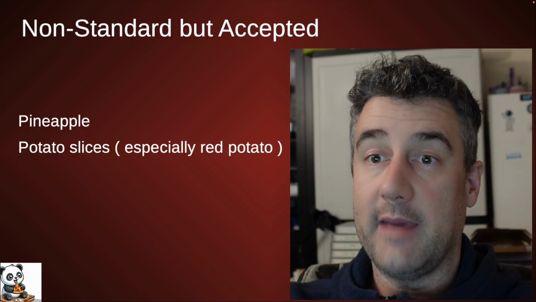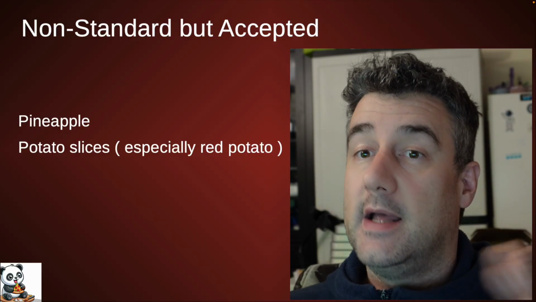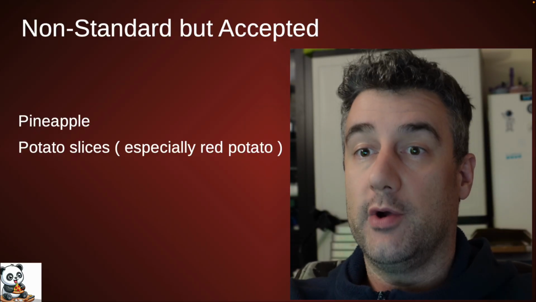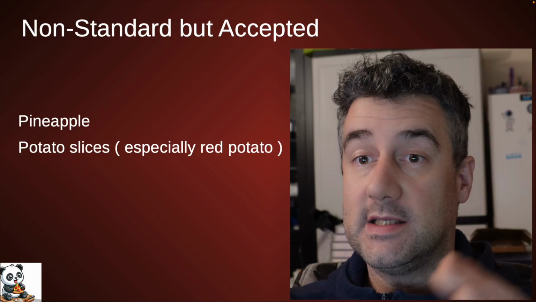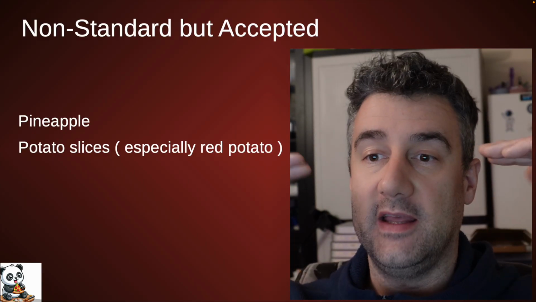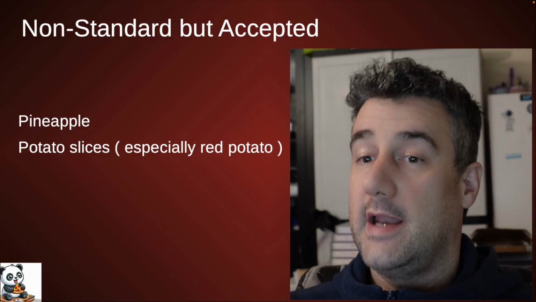red potato pizza, they came out. It was a non-standard type of pizza that was really delicious. Everyone loved it. It was great. I think it just deserves to be in that non-standard, but definitely accepted. It deserves a lot of credit. Definitely accepted category.